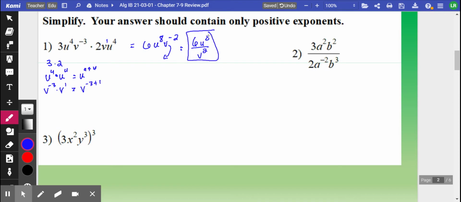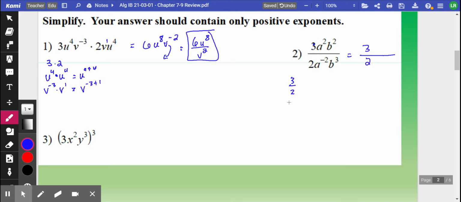Number 2. Now this is a division problem. There are some similarities here. The regular numbers, the 3 and the 2, those are regular numbers. That's a fraction. So 3 over 2 cannot be simplified. So I still have 3 over 2.